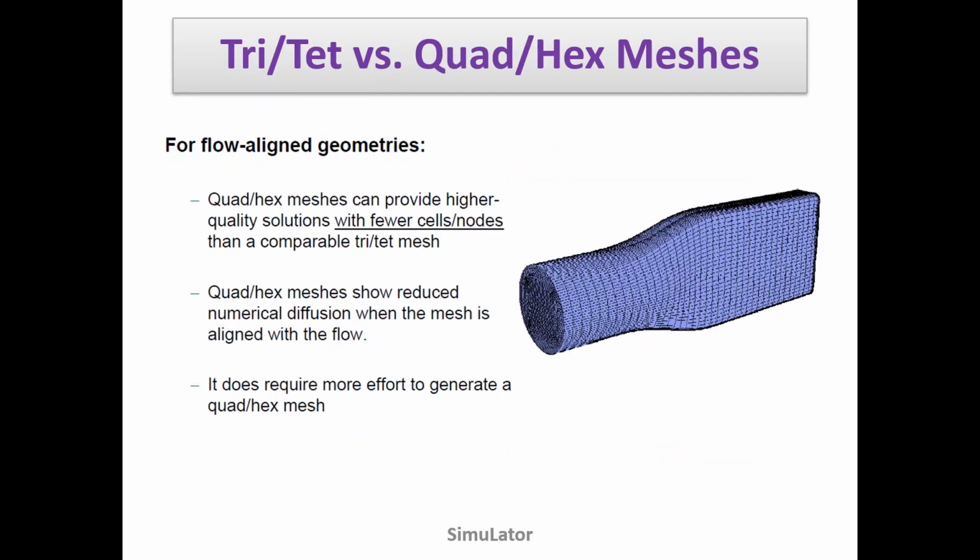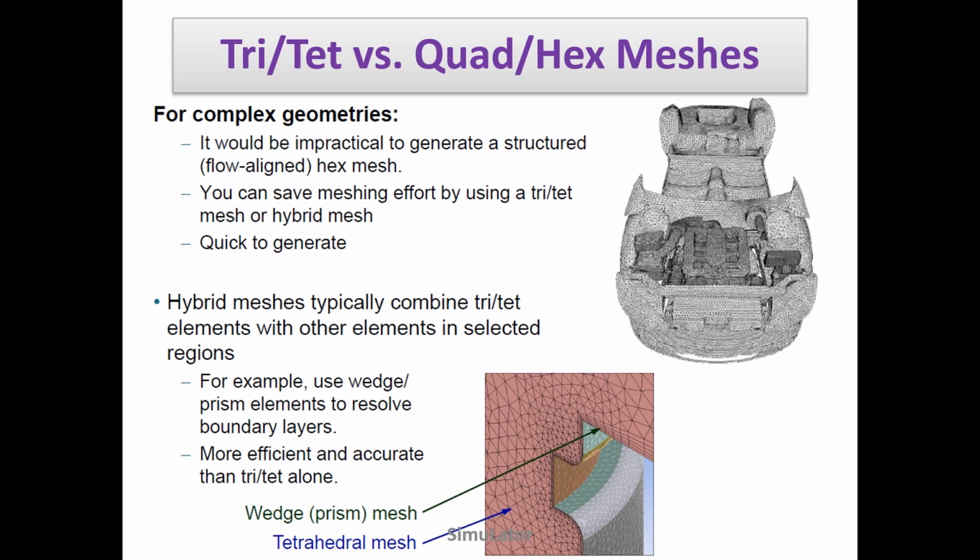Quad and hexa meshes are preferable over tria and tetrahedral because they provide a higher quality solution and reduce the numerical diffusion. It is impractical to generate a structured mesh using hexahedral or quadrilateral mesh, so we have to use more than one mesh type. Here in the figure we are using wedge meshes at the edge of the geometry and tetrahedral meshes for the remaining geometry.